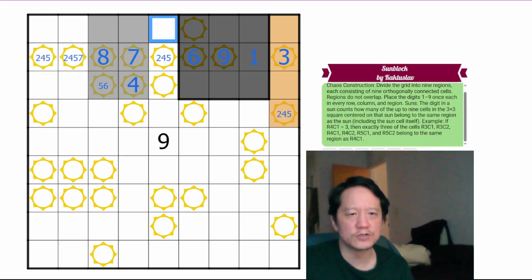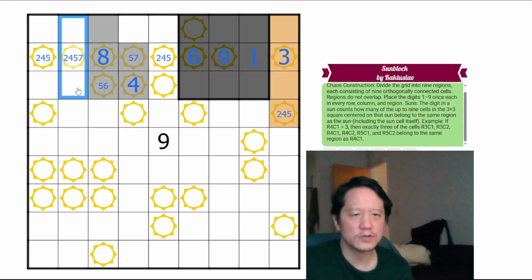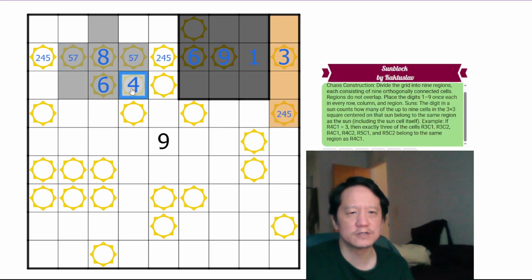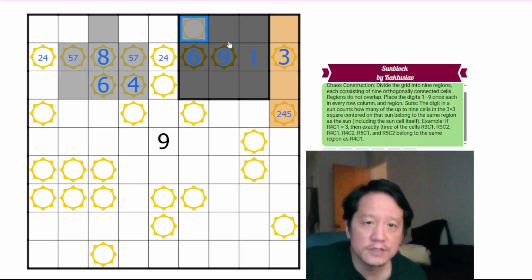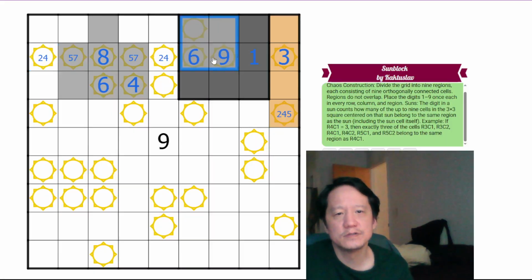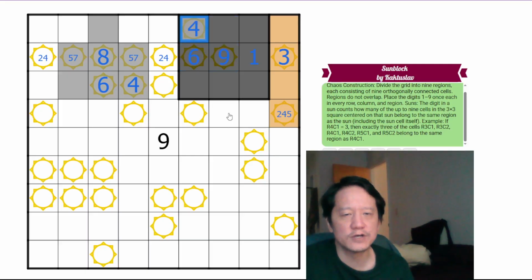So I think those are shaded guaranteed also. So these two are guaranteed shaded. This is then 5, 7 as a pair. Therefore, this is always 6. This cannot be 5 here. This cannot be 5 here. It's 2 or 4. This sees only 4 cells in the 3x3, so that's 4.